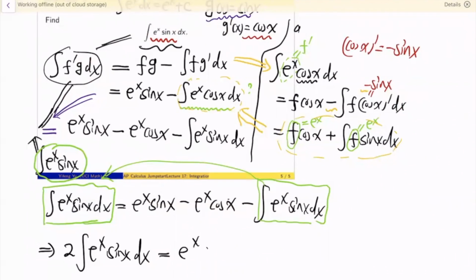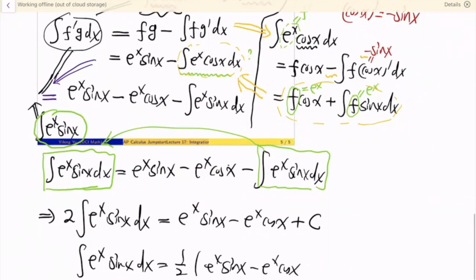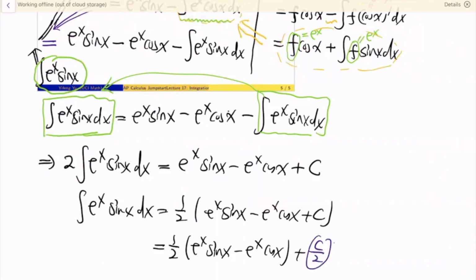equals e^x sine x minus e^x cosine x. Because there's a constant, you can put a constant back. Then you can solve this simple equation, and this will be 1/2 times e^x sine x minus e^x cosine x plus a constant C. Then you get the antiderivative, e^x sine x minus e^x cosine x plus a constant, divided by 2, but you can replace this just by one constant.